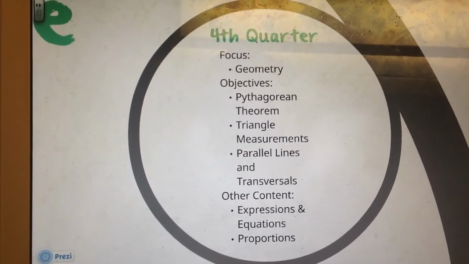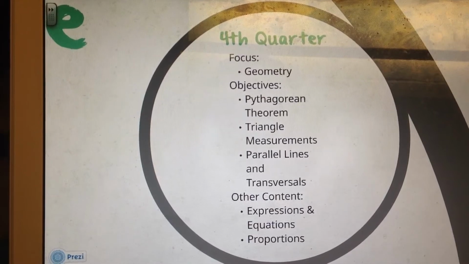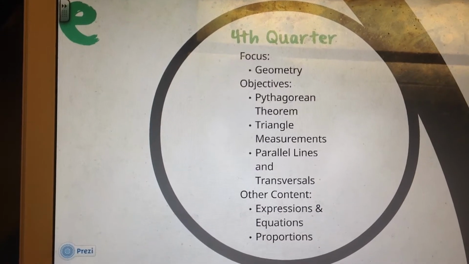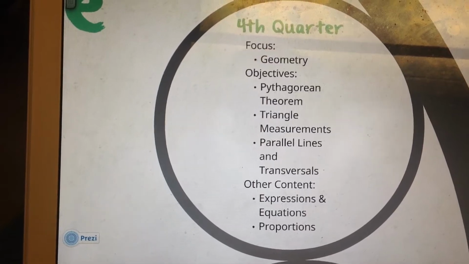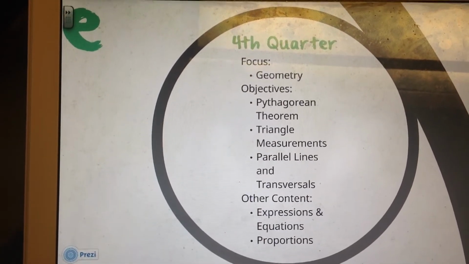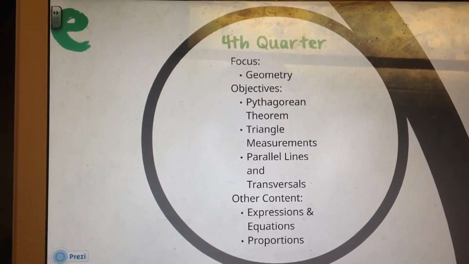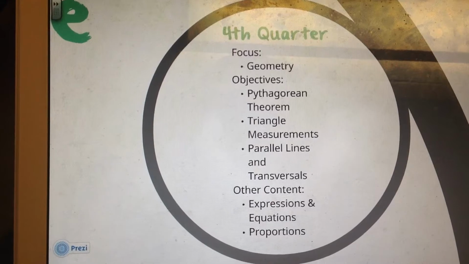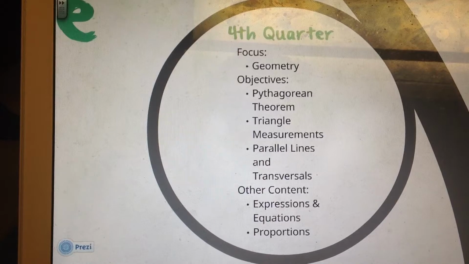The fourth quarter focus is geometry. The standards for this quarter are students will be able to find missing sides of a right triangle using the Pythagorean theorem, make their own problems using the Pythagorean theorem, find measures of angles in a triangle and know that they add up to 180 degrees, determine exterior angles of a triangle, and find measurements and relationships between angles made by two parallel lines cut by a transversal. The other content explored in this quarter is expressions and equations and proportions.